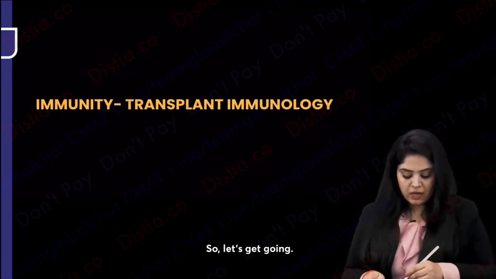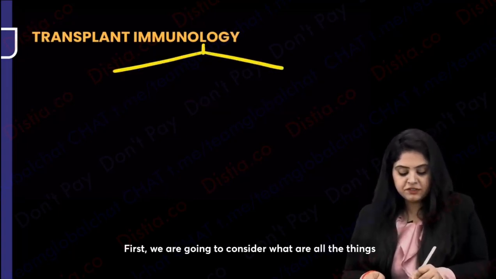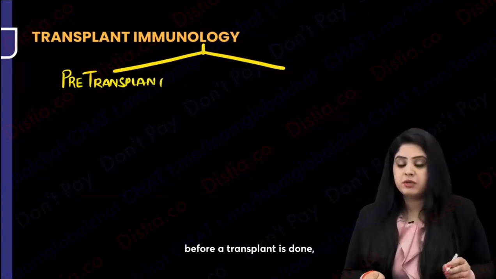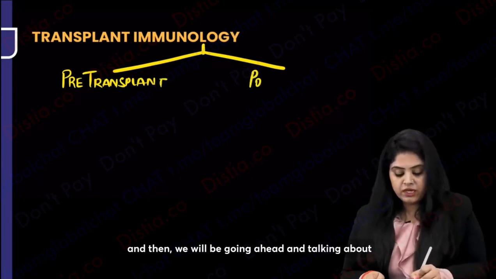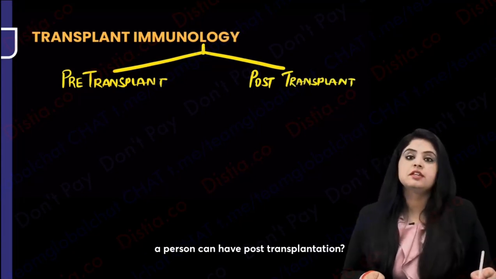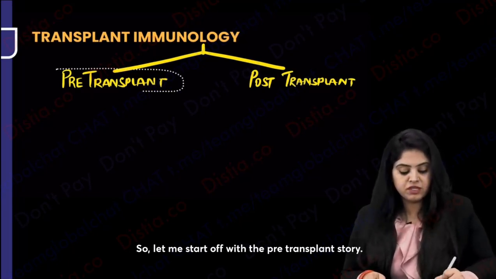So let's get going. How have I decided to cover transplant immunology is in two parts. First, we are going to consider what are all the things that we are going to have pre-transplant. What are all the things that I'll be doing before a transplant is done? And then we'll be going ahead and talking about what are the things that we do once a transplant is done. What are the complications that a person can have post-transplantation? So let me start off with the pre-transplant story.